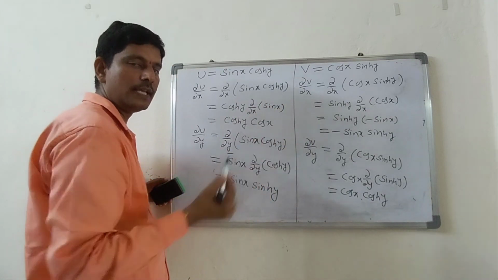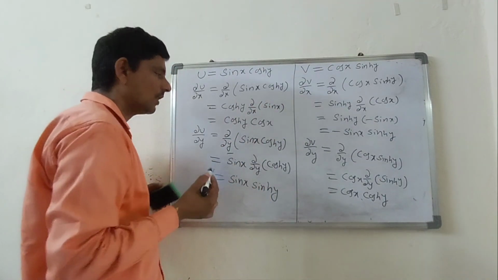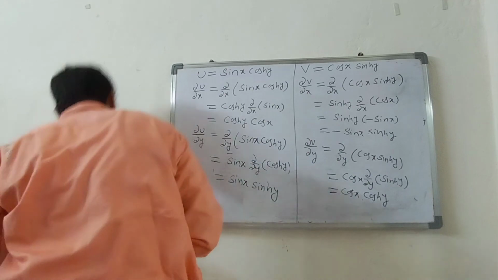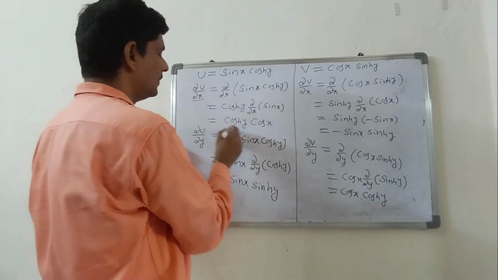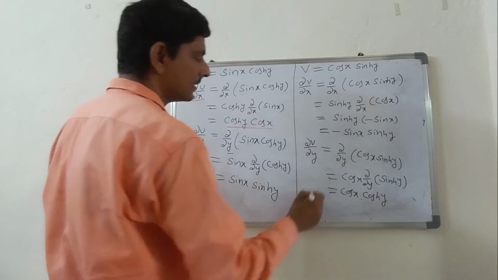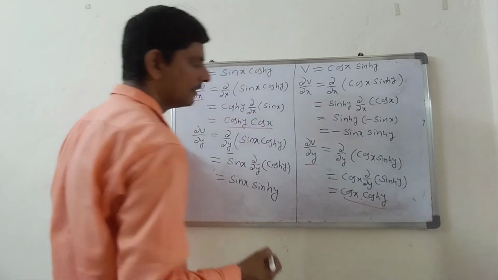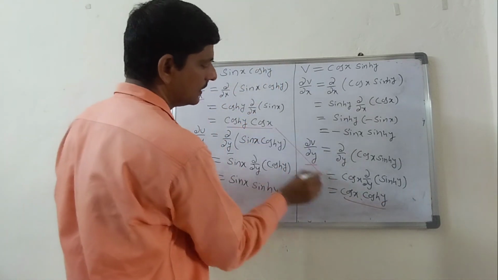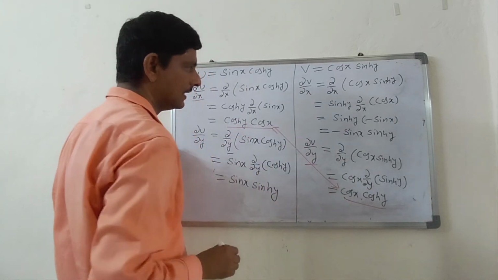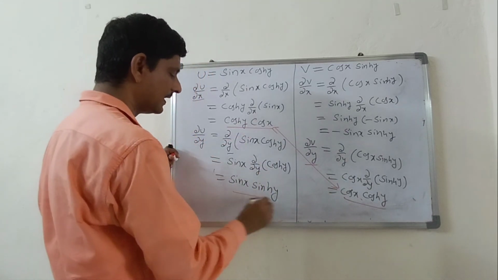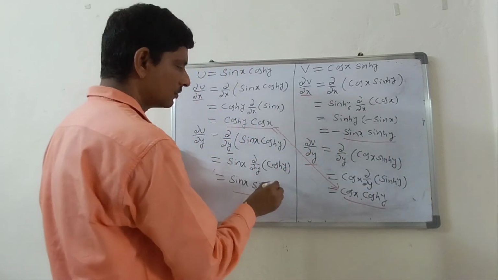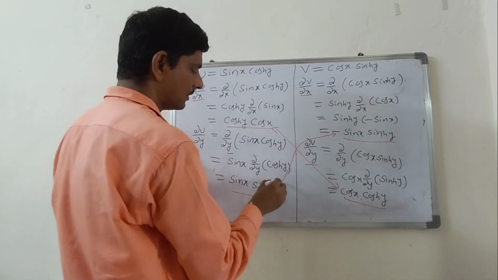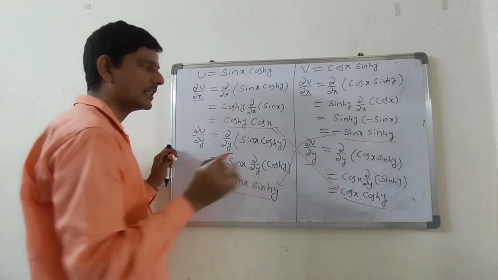Now we shall move to step number 3. In step number 3, we have to check whether dou u by dou x is equal to dou v by dou y or not. If you observe here, dou u by dou x value is cos hy into cos x, dou v by dou y value is cos x into cos hy. So these two values are exactly equal. Now dou u by dou y is sin x into sin hy, and dou v by dou x is minus sin x into sin hy. So these two values are exactly equal with opposite sign. So both conditions are satisfied here.